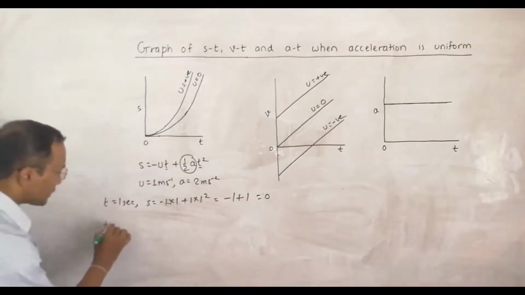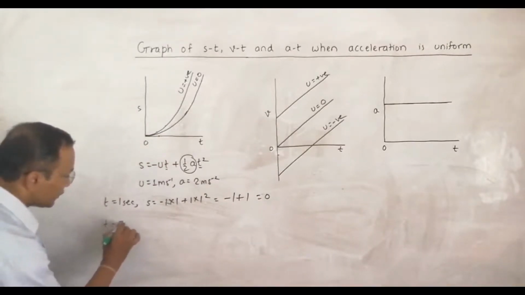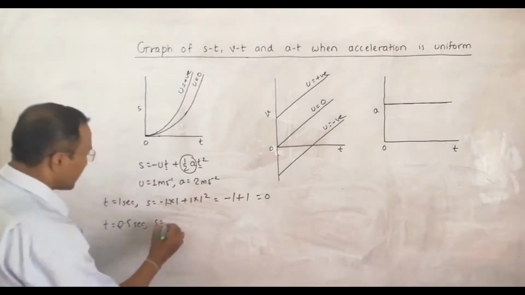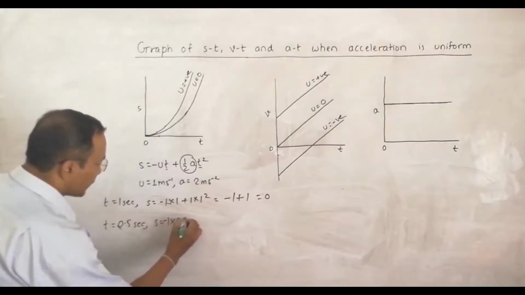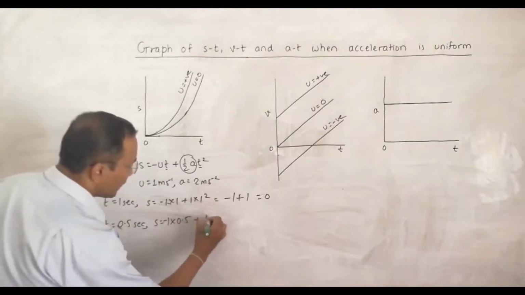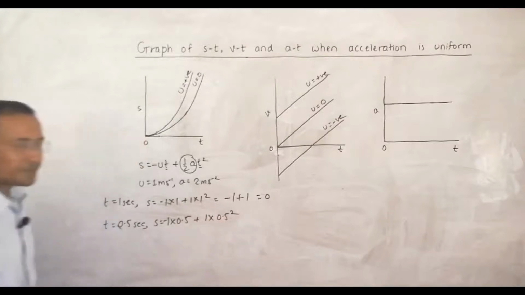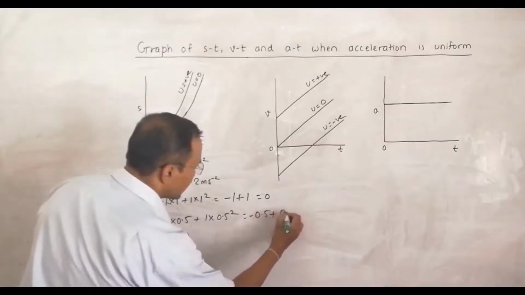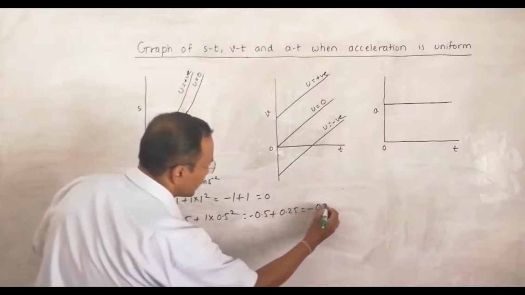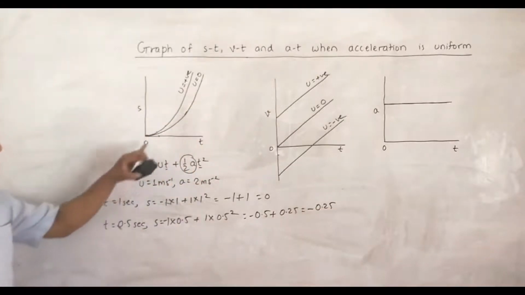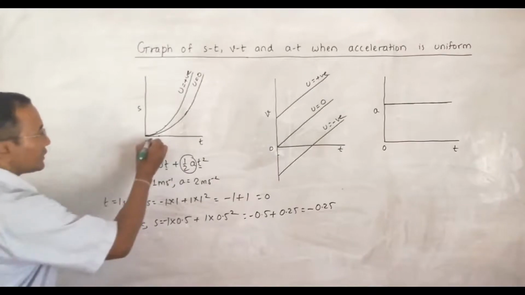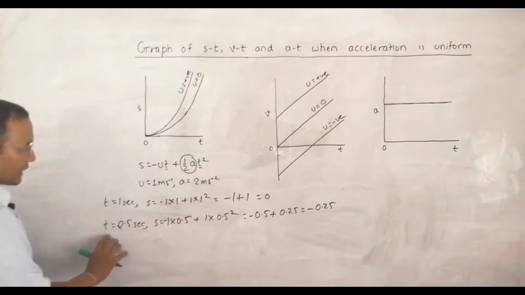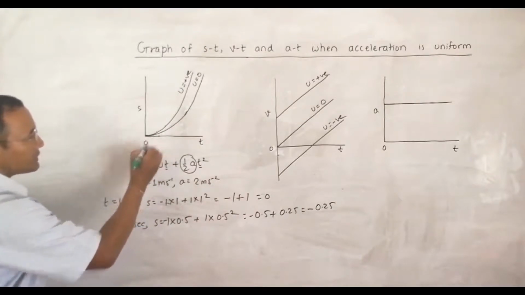Now let us say t equal to 0.5 second. In this case, s is equal to minus 1 into 0.5 plus 1 into 0.5 square. So this is minus 0.5 plus 0.25, equal to minus 0.25. So when time is less than 1 second, the value is somewhat negative. At 1 second, the value is 0. At time equal to 0.5 second, the value is negative.